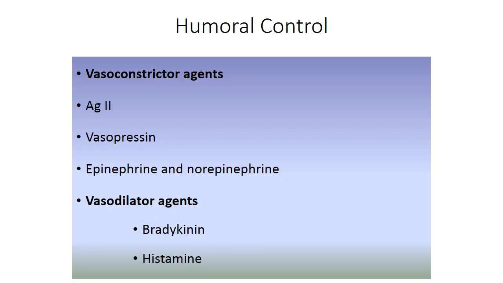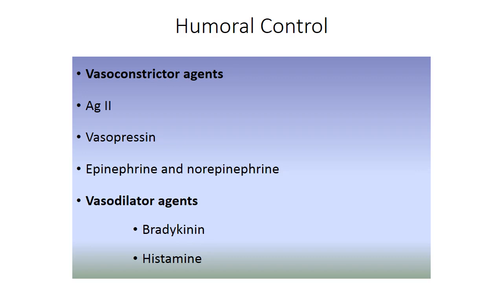local control. Let's explain more about the humoral control of blood circulation. Angiotensin II, as you know, is the most powerful agent for vasoconstriction of humoral control.